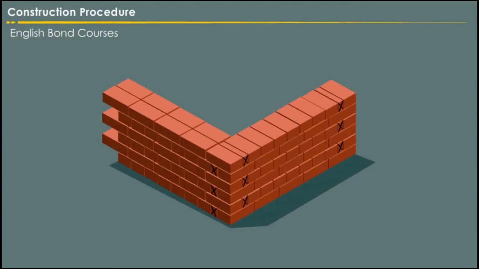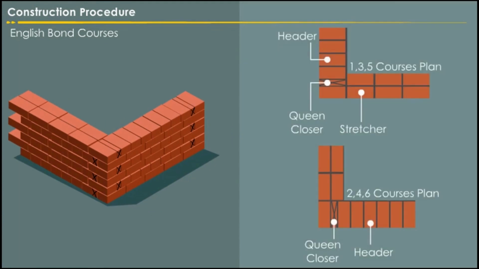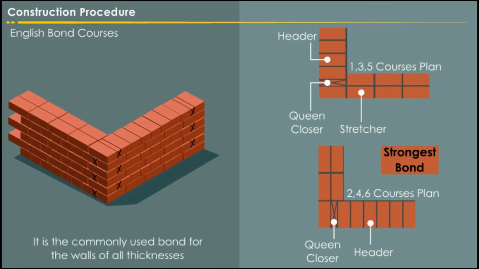English bond courses consist of headers and stretchers. This is considered to be the strongest bond. Hence, it is the commonly used bond for walls of all thicknesses.